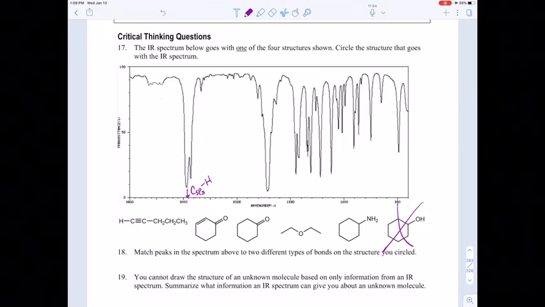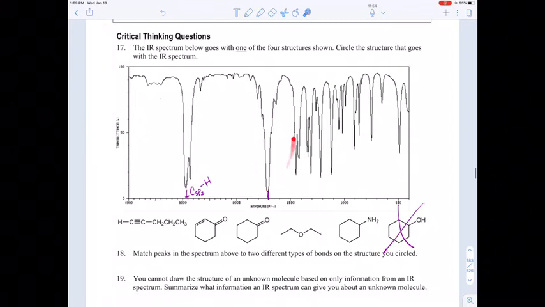A little ways over, I see another interesting peak right here, and that looks about, I don't know, around 1540 or so. So checking out what that could be, sorry, I didn't mean 1540, that's closer to 1700. It looks like a carbonyl. That third from the bottom, it says strong, and I would say that this peak here looks strong. So I think that this is carbonyl.